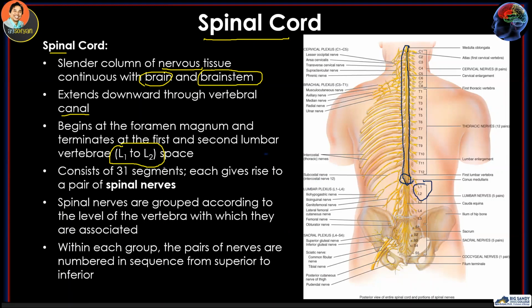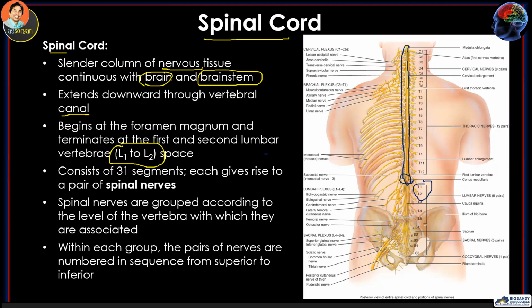And from each segment of the vertebrae, a nerve will exit. So the spinal nerves exit from the spinal cord through the segments of vertebrae. In total there are 31 segments of vertebrae. Therefore, there will be 31 pairs of spinal nerves. And the spinal nerves will be grouped based on the locations of the vertebrae.